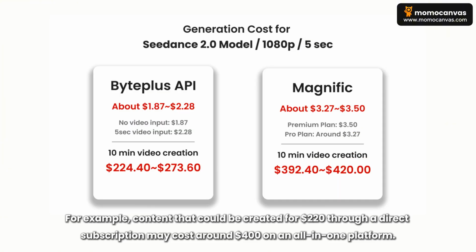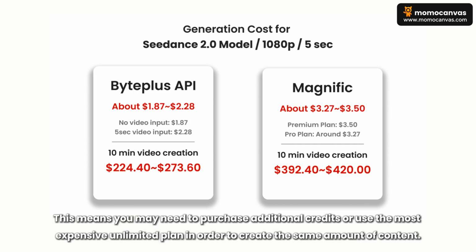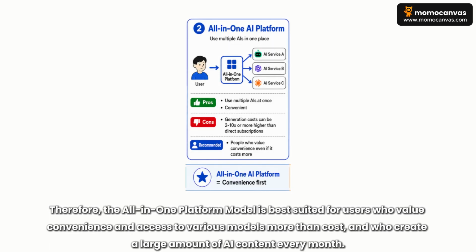For example, content that could be created for $220 through a direct subscription may cost around $400 on an all-in-one platform. This means you may need to purchase additional credits or use the most expensive unlimited plan in order to create the same amount of content. Therefore, the all-in-one platform model is best suited for users who value convenience and access to various models more than cost, and who create a large amount of AI content every month.